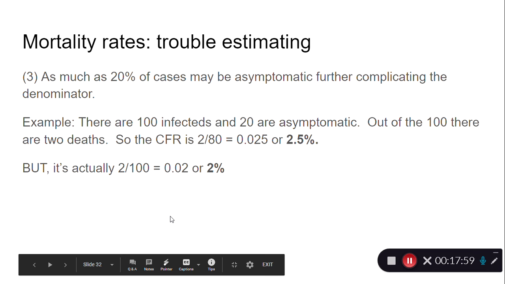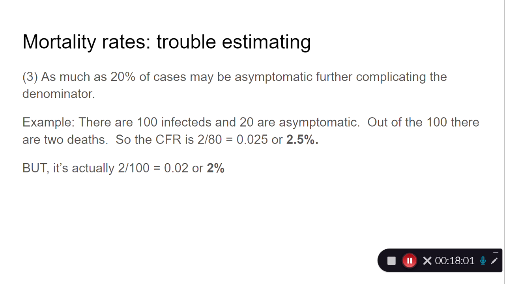All right, so now on to the asymptomatics. So for example, suppose there are 100 infected people and 20 of them are asymptomatic, and out of 100 there are 2 deaths. Then the case fatality rate is 2 out of 80 if you're only testing folks who have symptoms, which would give you 2.5% for case fatality rate, but it's actually 2 out of 100, which is 2%. So there's another example of, again, how testing is affecting these numbers.